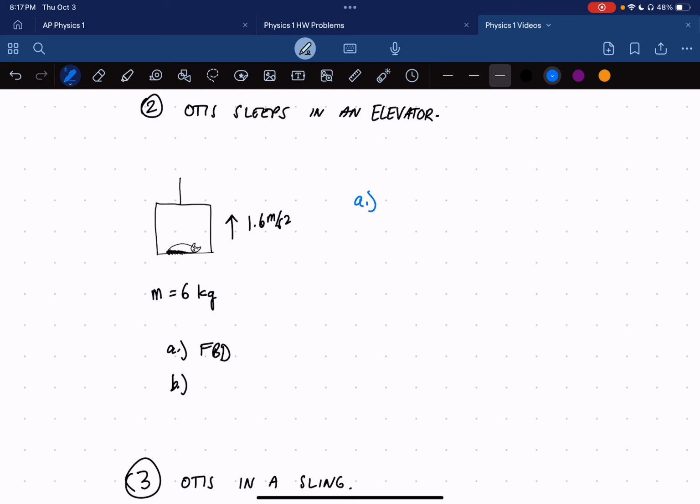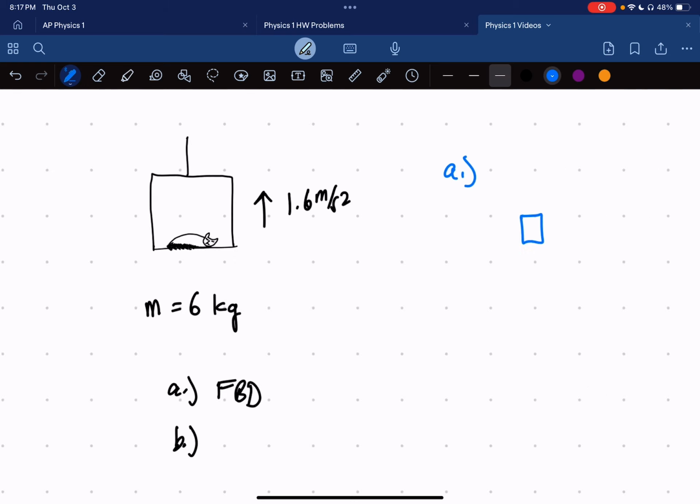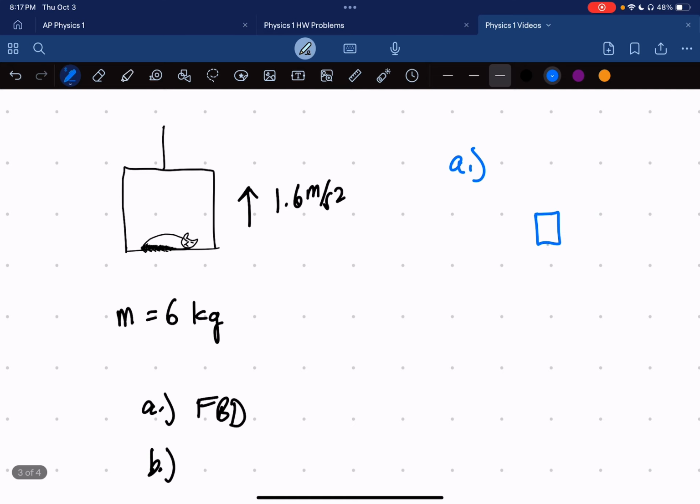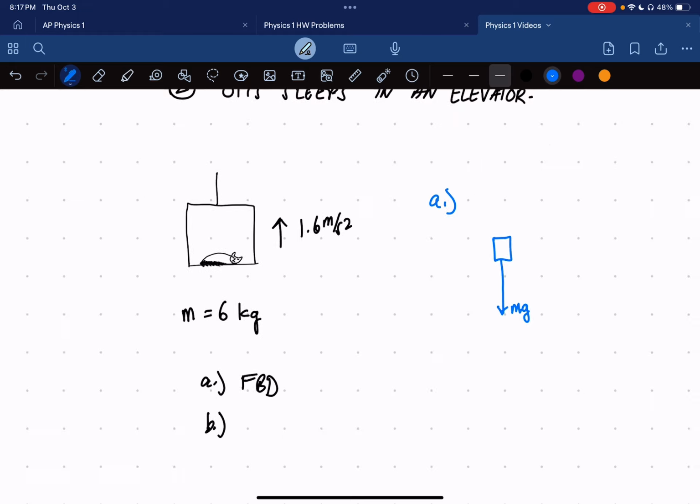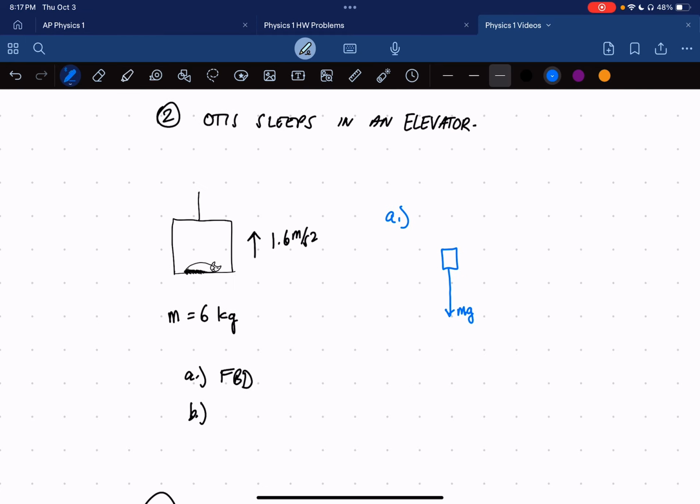Let's do that here. I'm going to draw a box, and remember this box represents Otis, not the elevator. Okay, so let's look at all the forces on Otis. I always like to start with the gravitational force, which always points towards the center of the planet, or in other words, downwards in this case. Now, something is accelerating Otis up, which is the elevator. And so I want you to think what force is pushing or pulling Otis upward.